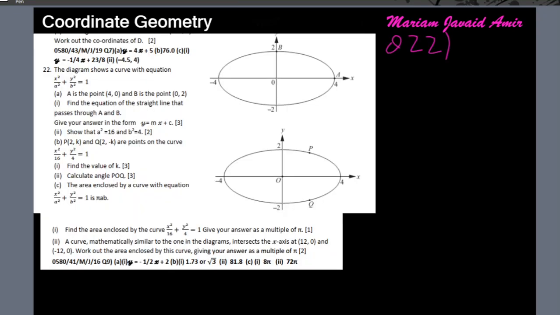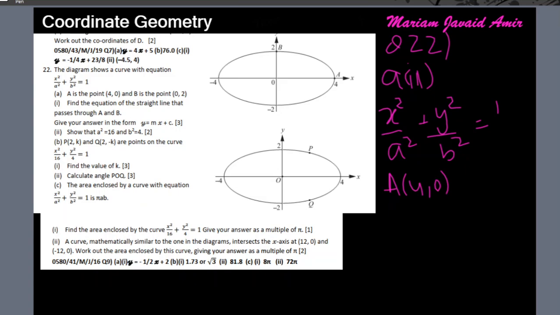Okay, next part is part 2, A2, which says that we need to show that a square equals 16 and b square equals 4. So we have the equation, and we also know that these 2 points pass through the equation: 4 comma 0 and 0 comma 2. Let's substitute these.